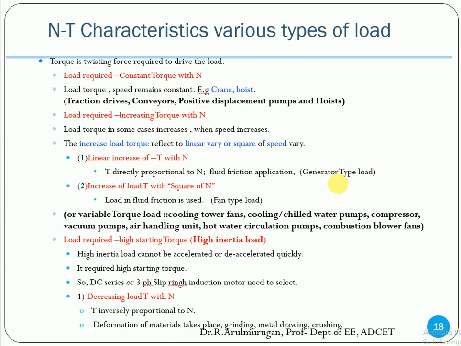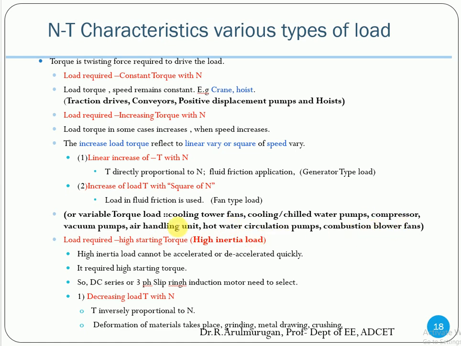For example, if your load is a generator type of load, torque is directly proportional to N, so it needs a linearly increasing torque. Suppose your load is a fan type of load, such as a cooling tower fan, cooling water pump, compressor, or vacuum pump.